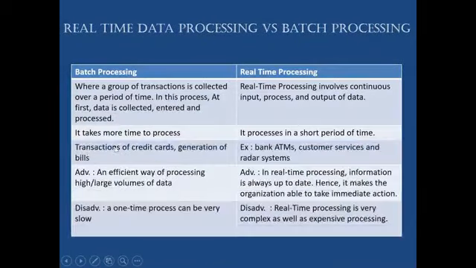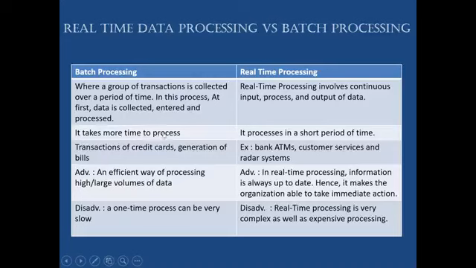Real-time data processing versus batch processing. The difference you can see: in batch processing, a group of transactions is collected over a period of time, it may be 1 hour, 1 day, 1 week, anything. In this process, we first collect the data, save it somewhere, and then process it. So that is the first definition. Let's come to real-time data processing. Real-time processing involves continuous input, process and output of data. Data continuously comes, you need to process it and generate the output.